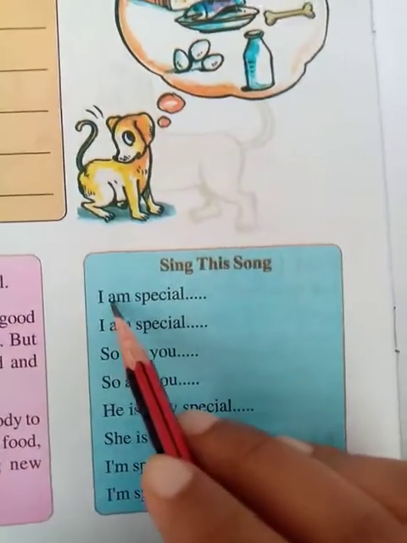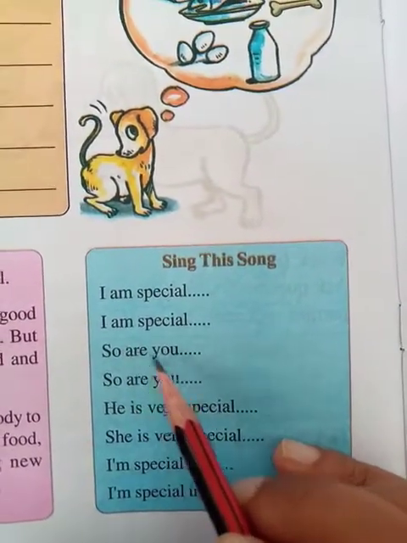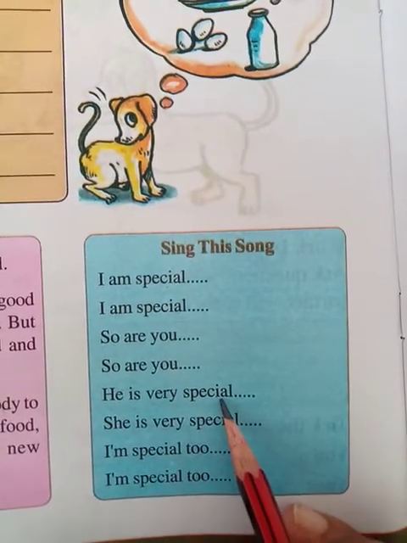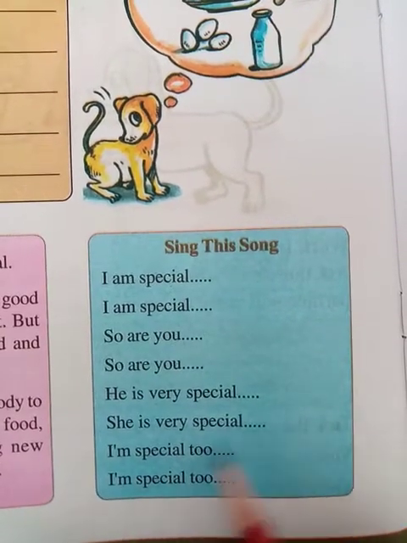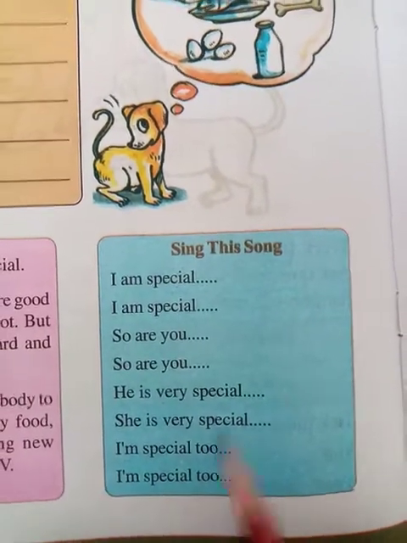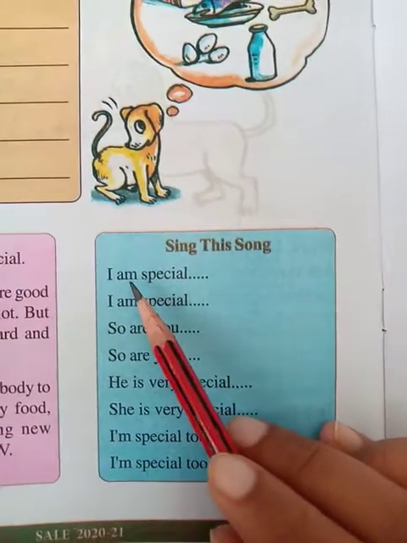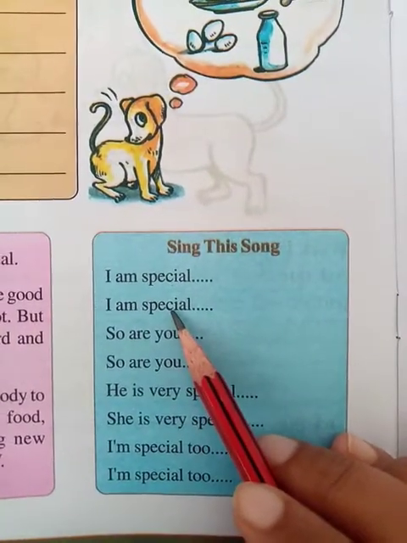See, I am special. I am special. So are you. So are you. He is very special. She is very special. I'm special too. I'm special too. It is sung in this way. Okay. Sing with me.